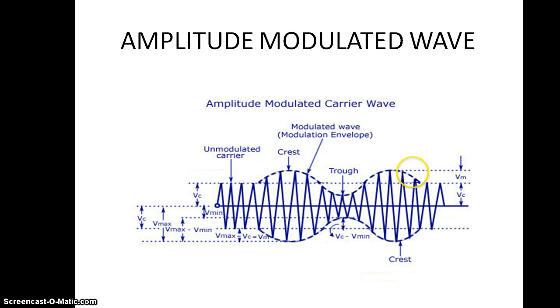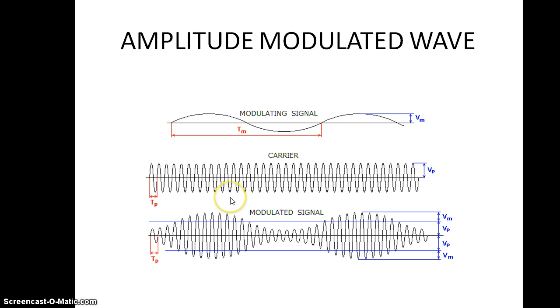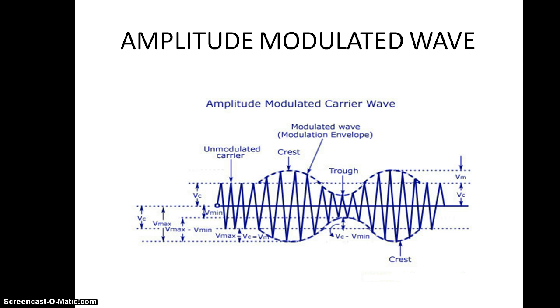When you look at the wave, it has two signals: the modulating signal and the carrier signal. We have the unmodulated carrier signal, which is a constant one having constant amplitude, constant frequency and constant phase, and along with it we have the message signal. The message signal is the envelope. This is the envelope. So this is the message signal.